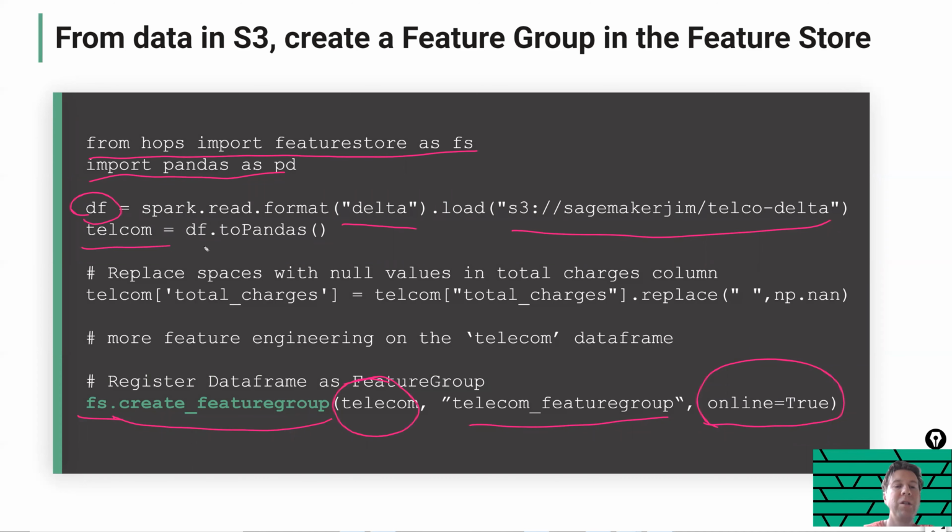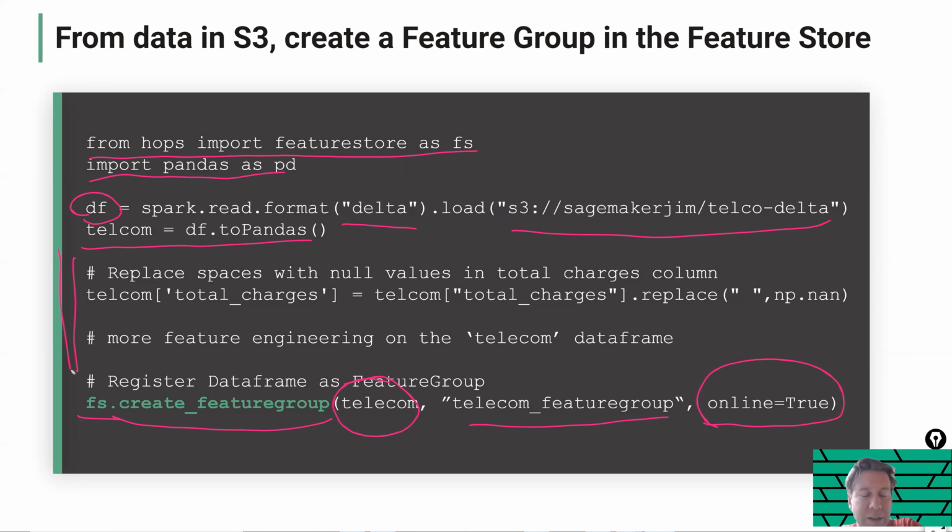And then we're going to convert that data frame to pandas. We're converting it to pandas in this case because pandas code for feature engineering is very nice and very easy. If your data volumes are large, you might want to keep using PySpark to do your feature engineering.